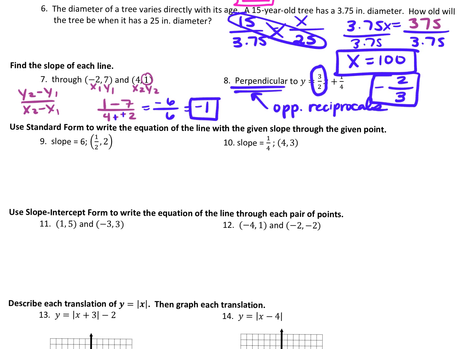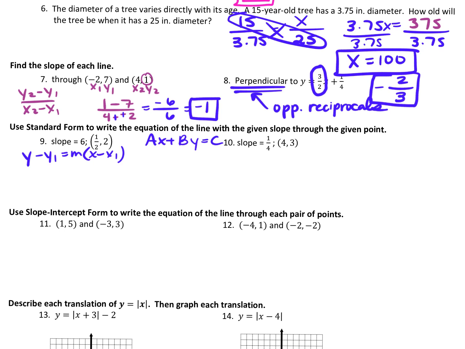Number 9 says use standard form to write the equation of the line with the given slope through the given point. So what you're going to do here is set it up, I would say, in point slope form first. I think that's the easiest way, but you might disagree. Maybe you want to start with slope intercept form, but ultimately we're getting into standard form, okay? So it's going to be y minus y1 equals m times x minus x1 to start, but in the end we want it to look like this: ax plus by equals c.